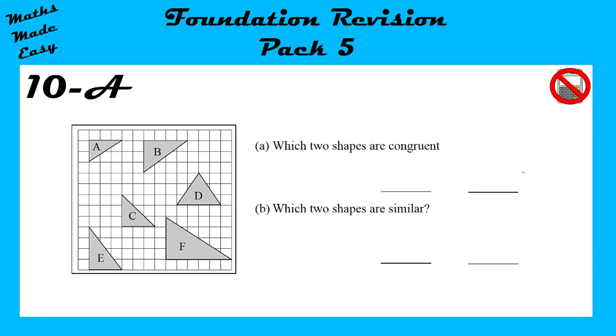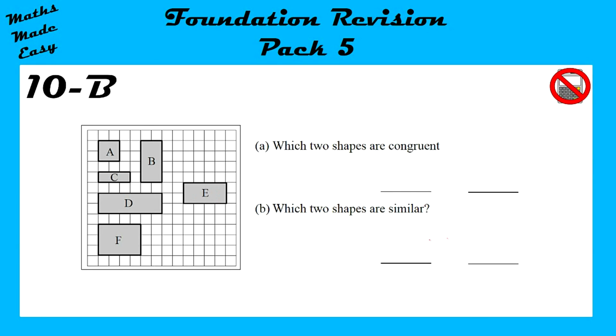10a. The two shapes which are congruent in this one are B and E, which basically means they're the same size and shape as each other. And the two shapes which are similar, well, I can see that shape F is an enlargement of shape A, so it's A and F.